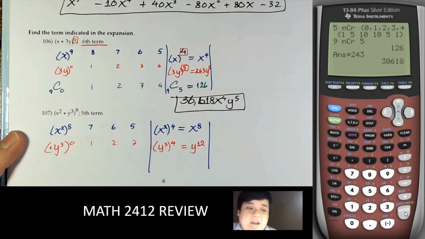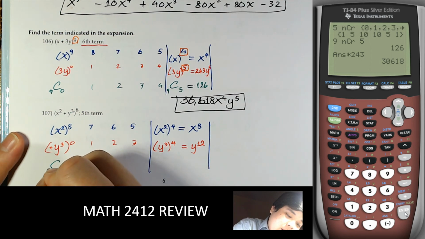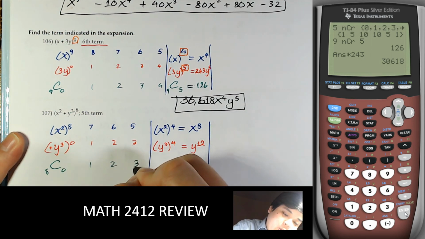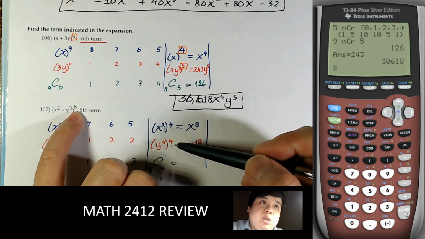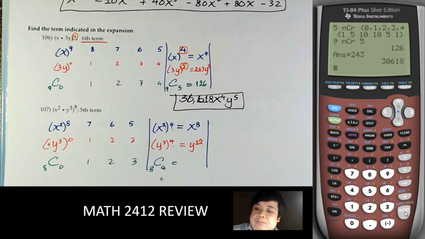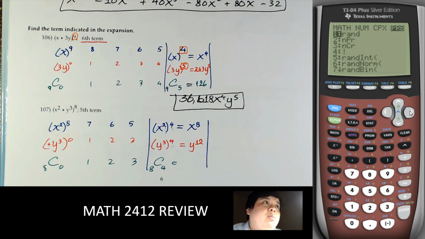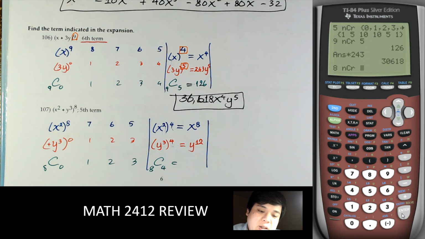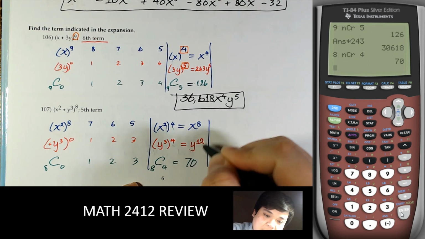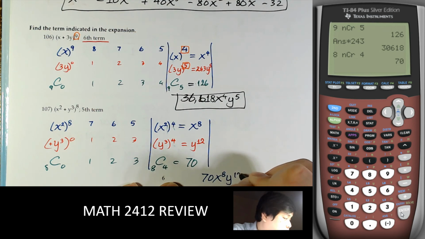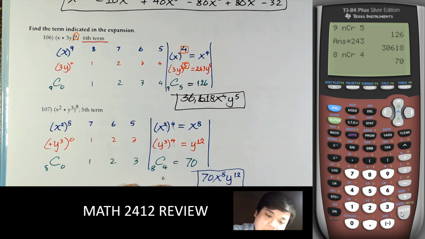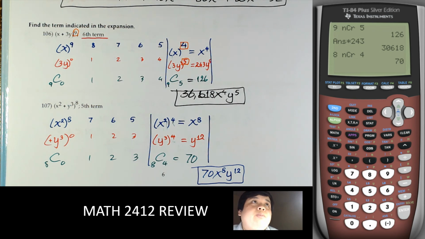Multiply the powers. And then the coefficient: 8, 0, 1, 2, 3, see, 8 choose 4. Remember, those two numbers add up to that number, and those two numbers are the same. So 8, math, probability, combination of 4, 70. Multiply by column, we have 70 x to the 8, y to the 12th power. That's all we do.